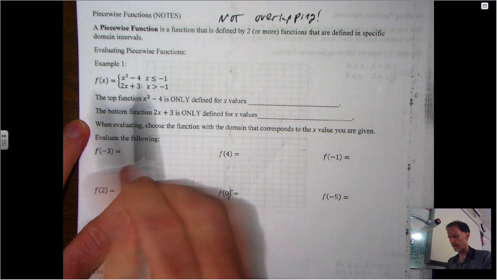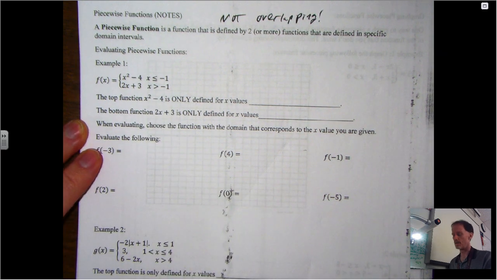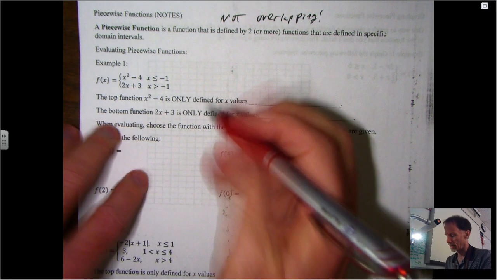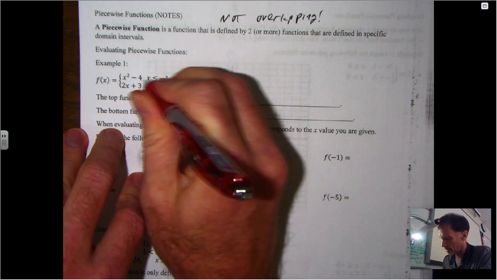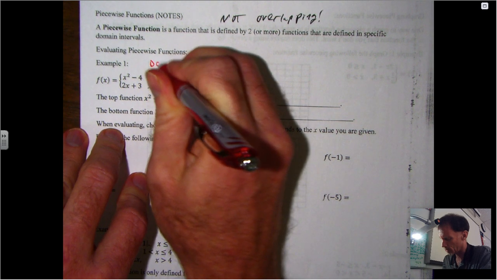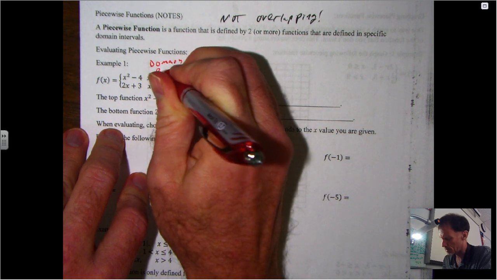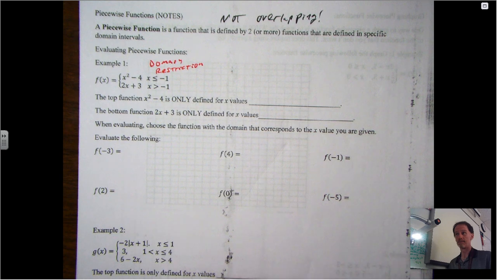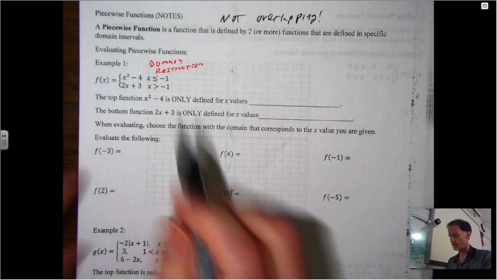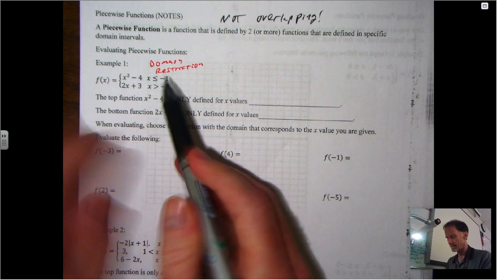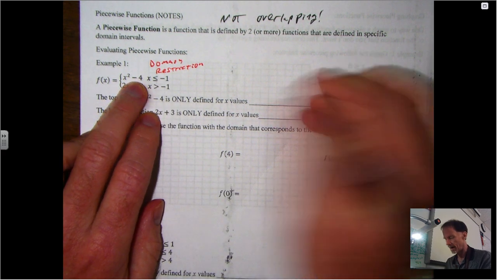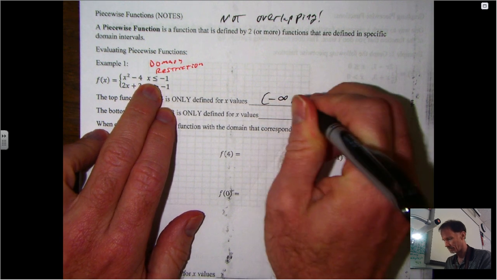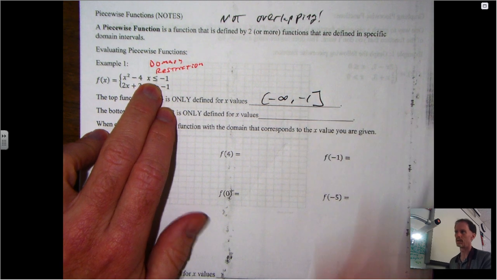So this is what a piecewise function looks like. This has two pieces. We'll see one down below that has three. Basically, you want to look at the second part of each line. This part right here is what we call the domain restriction, and it tells you what x values each line is valid for. If you look at the top one, x squared minus 4, that function is only defined for values less than or equal to -1, or from negative infinity to -1, including -1, so we'd use a bracket.